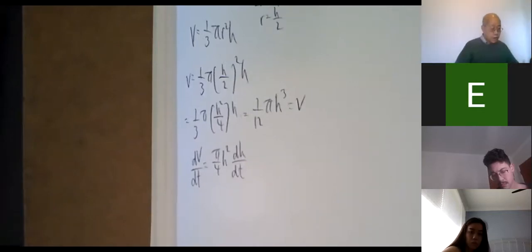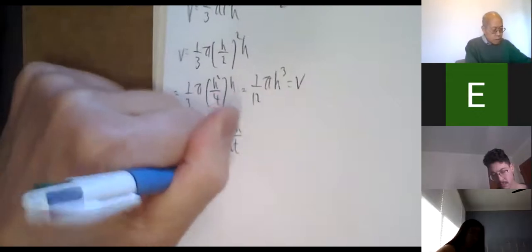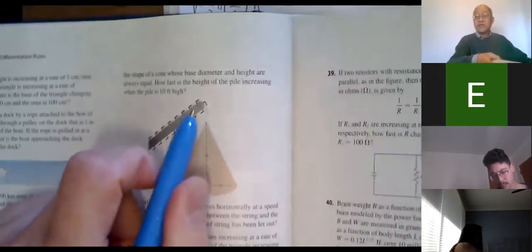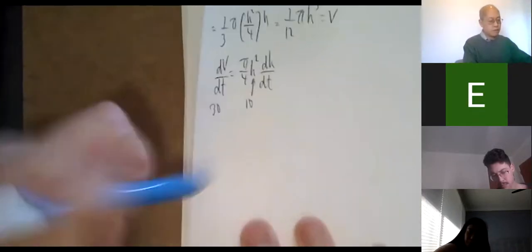Okay, the pile was 10 feet high. Put a 10 right there. Gravel is being dumped at 30 cubic feet per minute. So 30 goes here. And how fast is the height of the pile increasing? That's dh/dt. Okay, that's what we're trying to solve for.